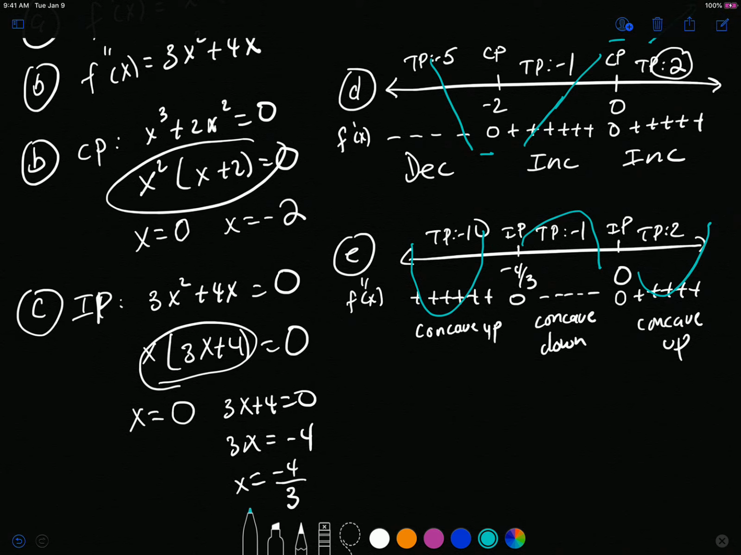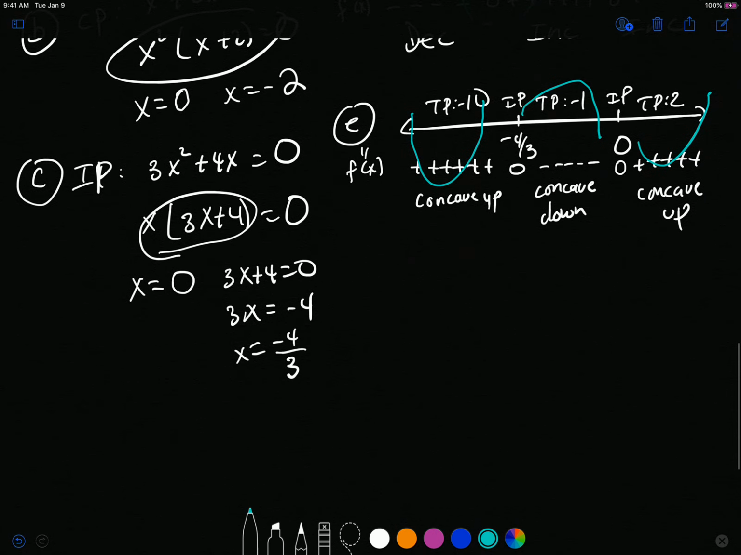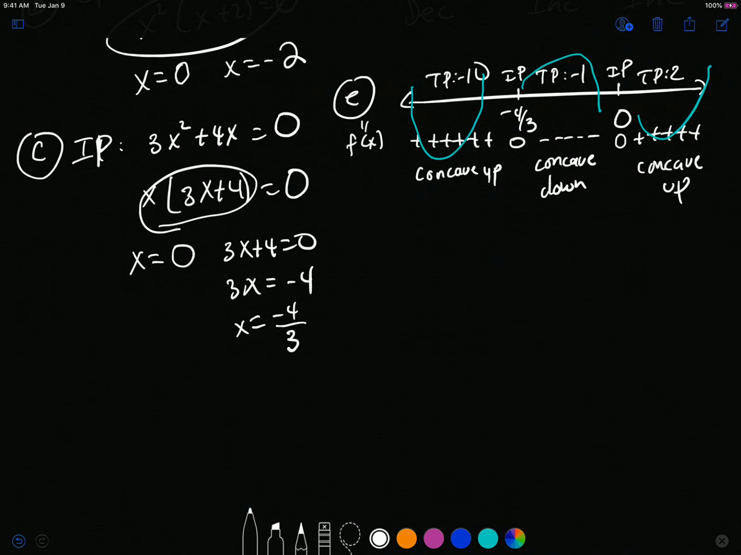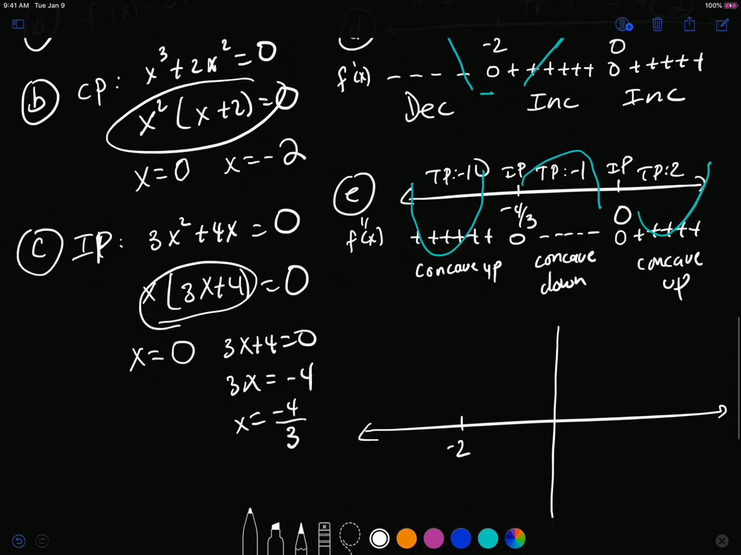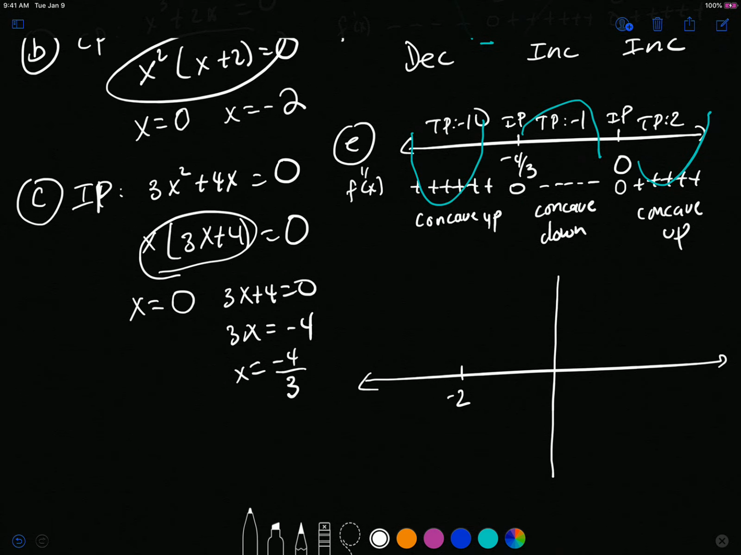These two pieces of information allow us to graph the function. So we have to be a little bit careful. This graph's a little bit more complicated. -2 and 0 right here, and then -3/4, -4/3 right here. So this is my CP, this is my IP, and this point is both an IP and a CP.